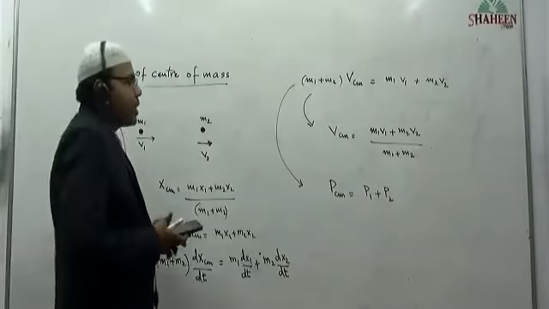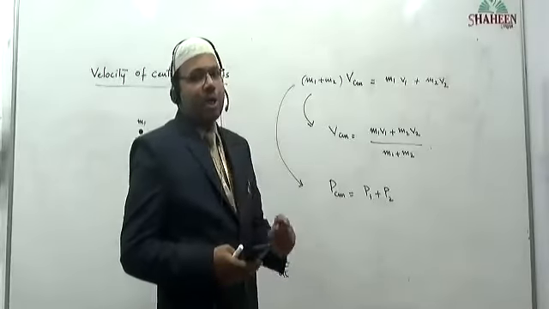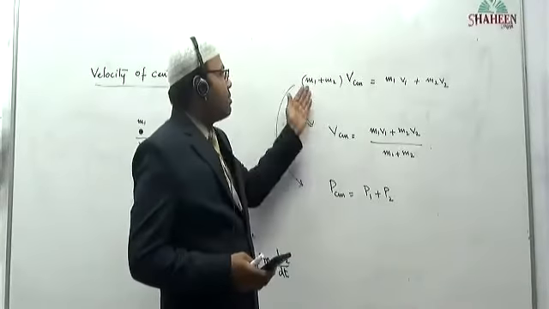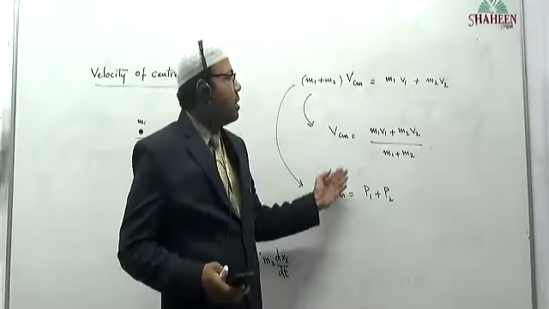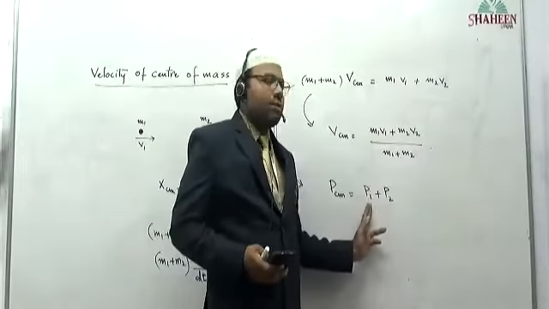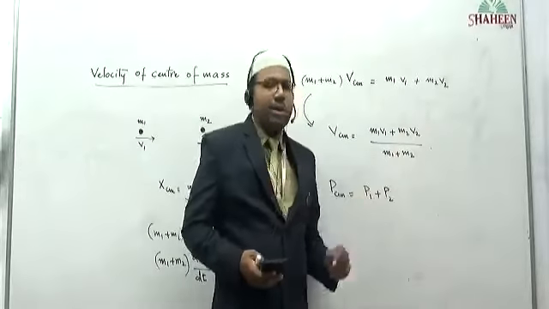One of the students has sent a doubt: what is this? This is the momentum. Momentum is mass into velocity. So this is mass into velocity; I have written PCM, the momentum of the center of mass. This is again mass into velocity, that is P1. m2 v2, that is mass into velocity, that I have written as P2. Okay.